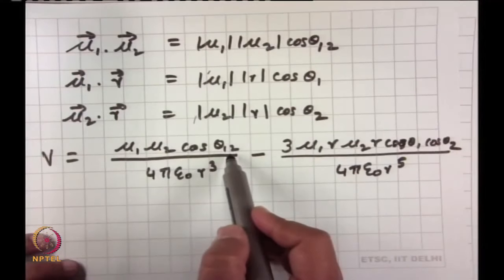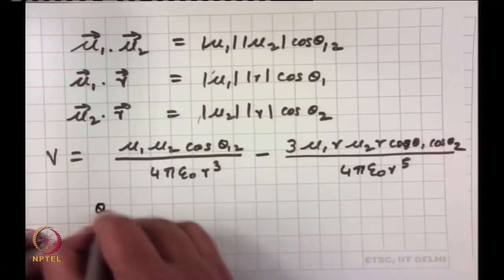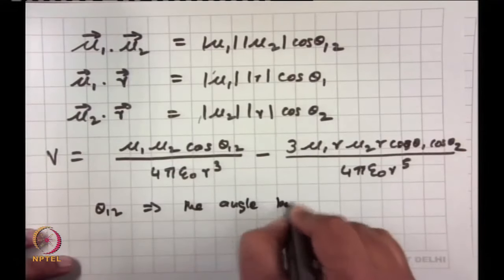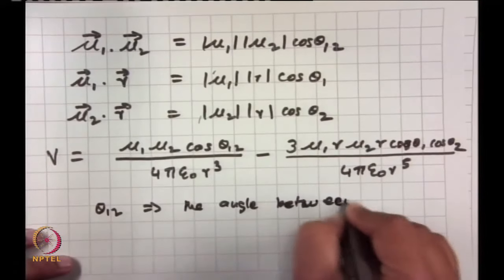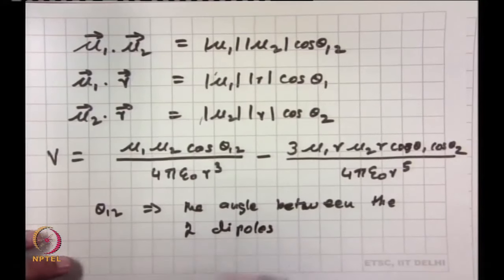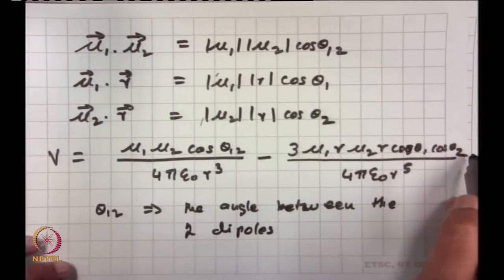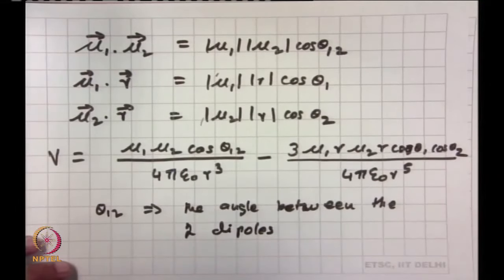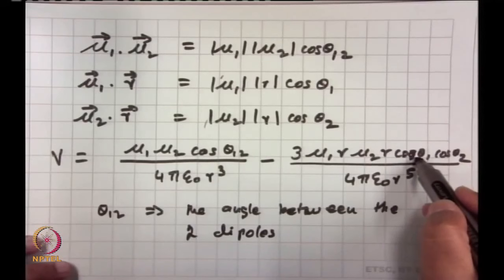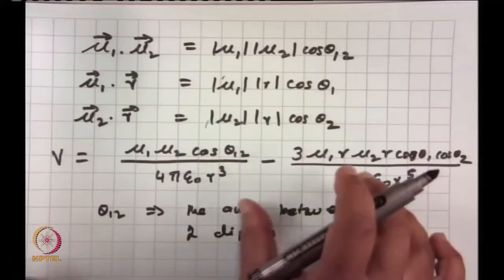This theta 1 2 is what? Theta 1 2 is the angle between the two dipoles. Now please keep that in mind. So theta 1 2 is the angle between the two dipoles, and obviously theta 1 and theta 2 are the angles that these dipoles make individually with respect to the r which is separating them, the distance. So this is essentially cosine of theta 1 and cosine of theta 2. Okay. Now this thing can be further simplified, as you can see.